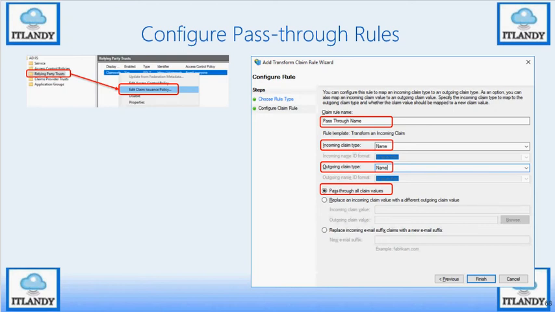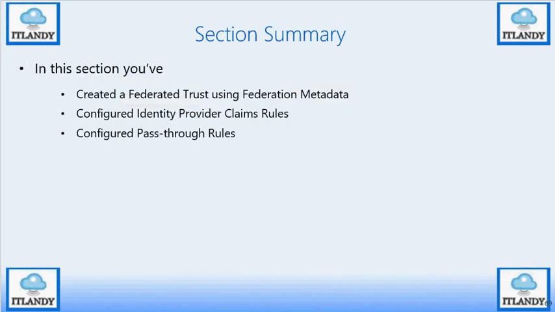Let's summarize this part. We created Federation Trust using metadata. We did configuration using identity provider claim rules, and we finalized it with pass-through rules.